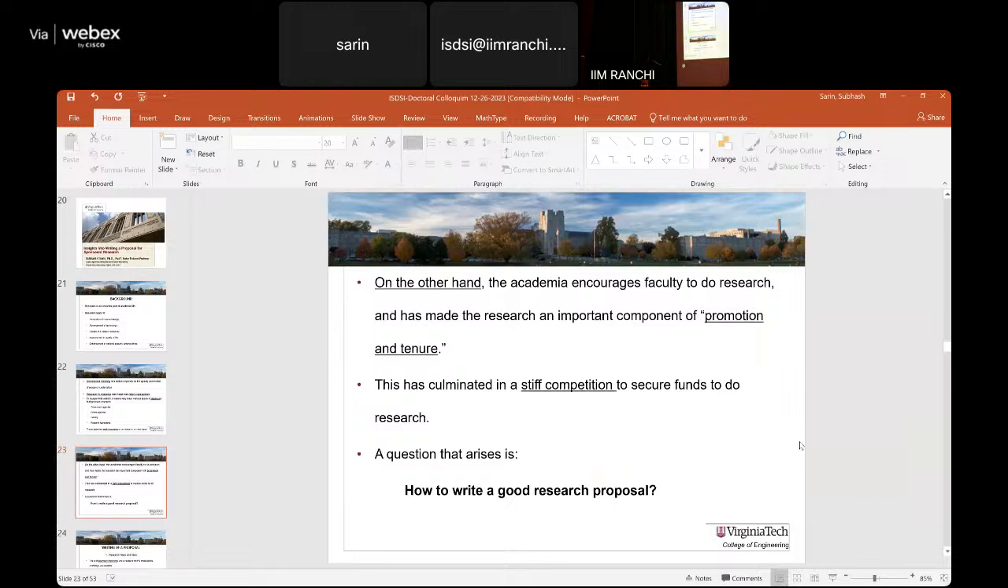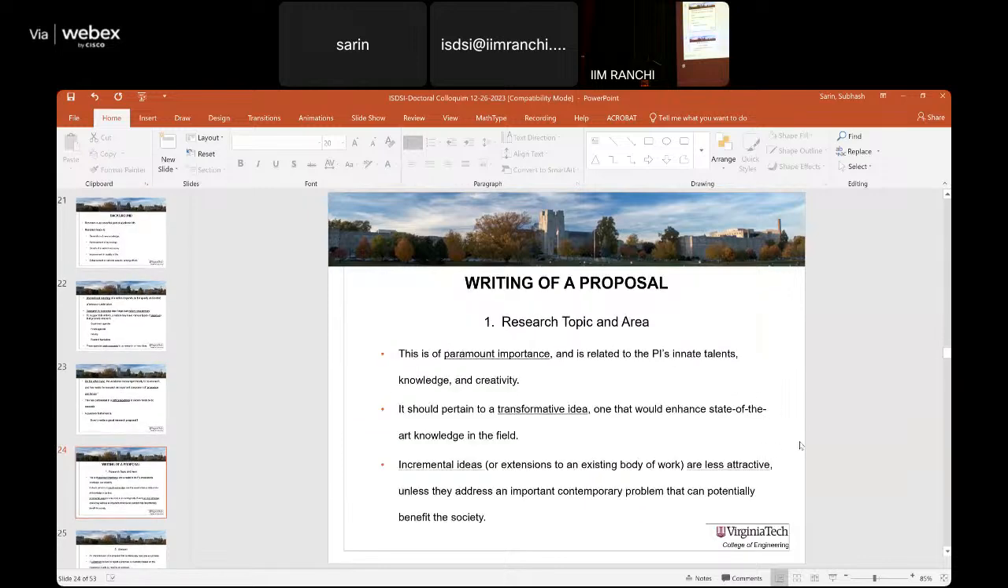So research in academia, for example, is also a very important component of promotion and tenure. It's a very important component that you have to learn, you have to develop, so that you can write good proposals and get funding and so on. So the question then arises, what's a good research proposal? How to write a good research proposal?